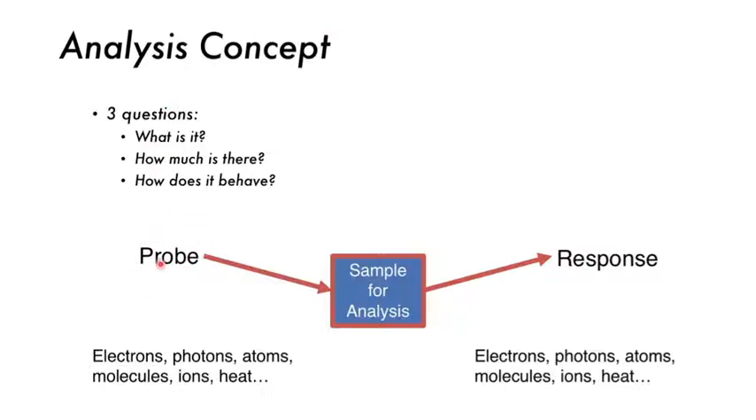So we have some probe, which is, for example, light or electrons or photons, atoms, and then we have our sample for analysis, and then we get out a response at the other end. The probe and the response are typically the same. So if we have electrons, photons, or atoms, we typically get electrons, photons, or atoms at the other side as well. Typically, we measure using electrons and photons. Light is very, very good for measuring samples.